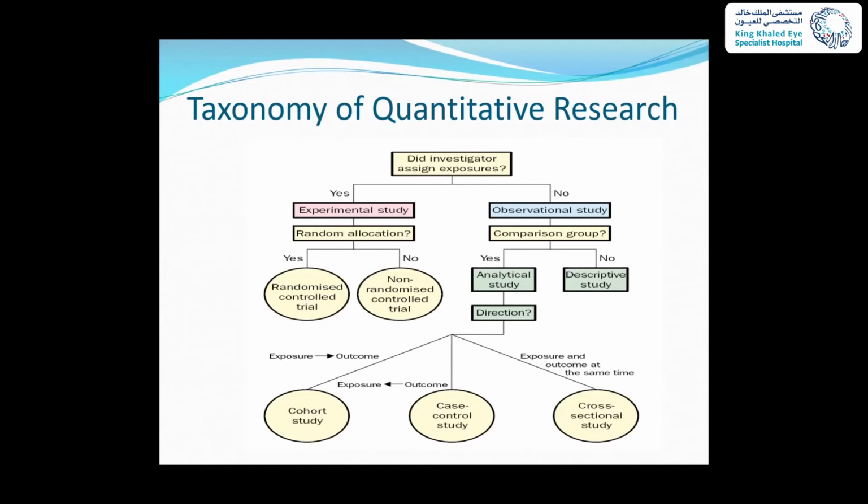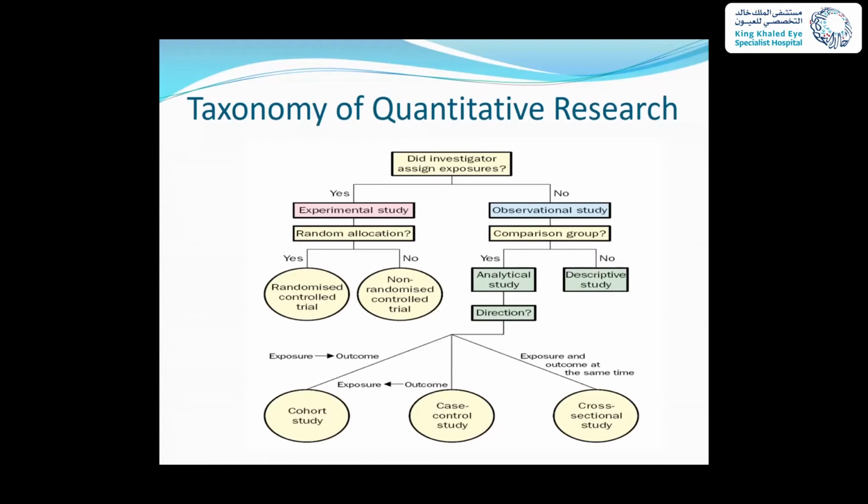How can I differentiate if my study design is descriptive or analytical? If I have a comparison group, my study fits under the observational analytical group. If I do not have a comparison group, my study is simply an observational descriptive study. In the analytical group, I have three different directions: the cohort study, the case control study, and the cross-sectional study.